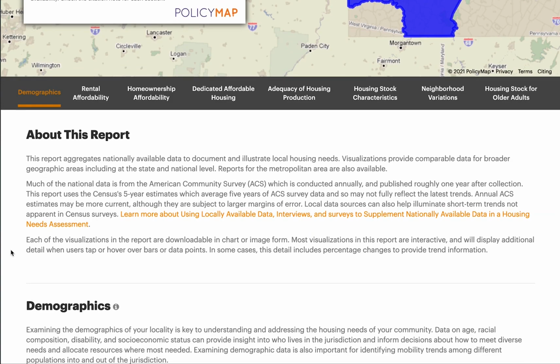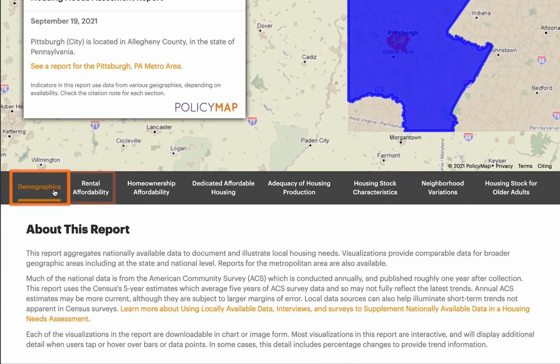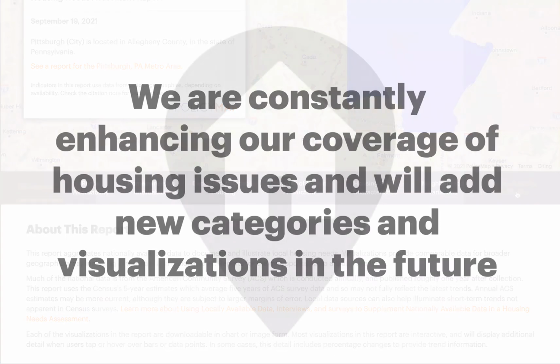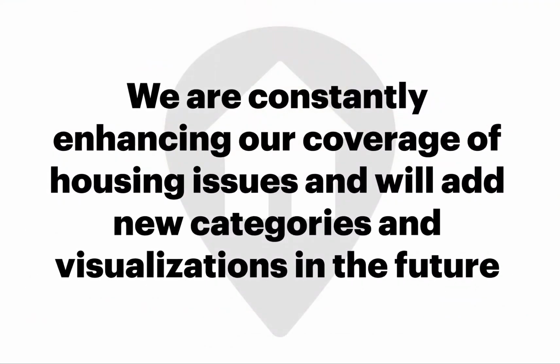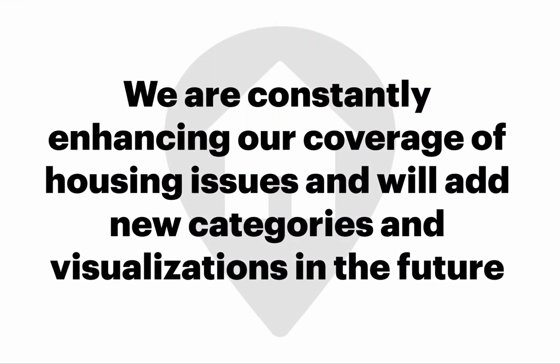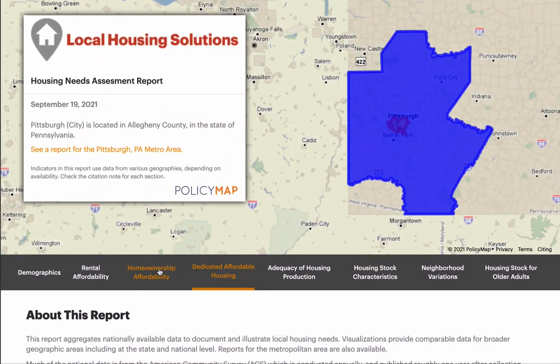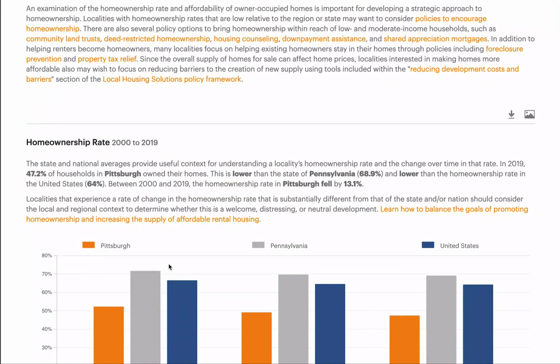The report contains dozens of interactive visualizations categorized under demographics, rental affordability, homeownership affordability, dedicated affordable housing, adequacy of housing production, housing stock characteristics, neighborhood variation, rental stock for seniors and other special populations. Please note that we are constantly considering ways to enhance our coverage of housing issues and will likely add new categories and visualizations to this report in the future. If you're interested in a particular category, you can click on it and go directly to the relevant visualizations.